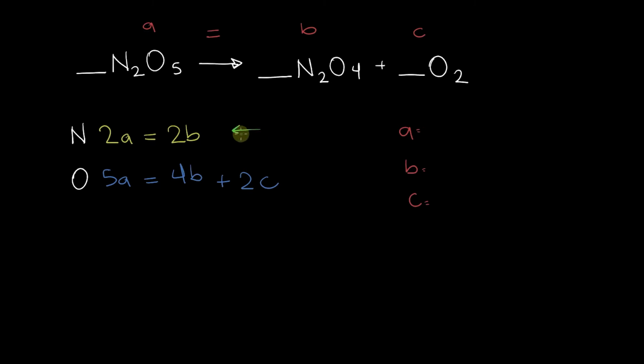I am going to choose the top equation because there is less math involved. At this point, I can assign the coefficient of 1 to either the A or B variable, and it will yield the same results. I am going to choose A. From here on out, we just substitute the variable in the equations. We have 2 times 1 equals 2B.